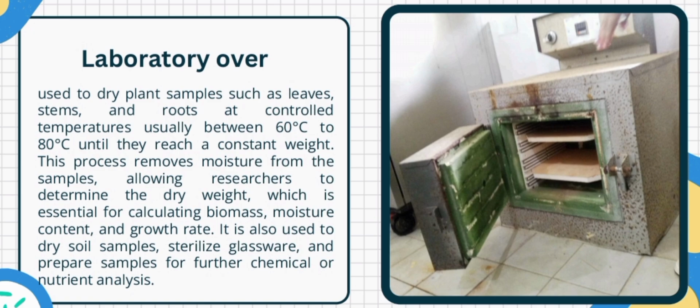Used to dry plant samples, such as leaves, stems, and roots, at controlled temperatures usually between 60 degrees Celsius to 80 degrees Celsius, until they reach a constant weight. This process removes moisture from the samples, allowing researchers to determine the dry weight, which is essential for calculating biomass, moisture content, and growth rate. It is also used to dry soil samples, sterilize glassware, and prepare samples for further chemical or nutrient analysis.